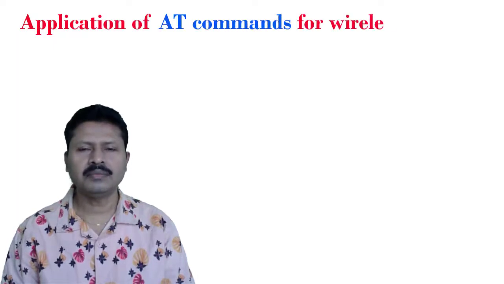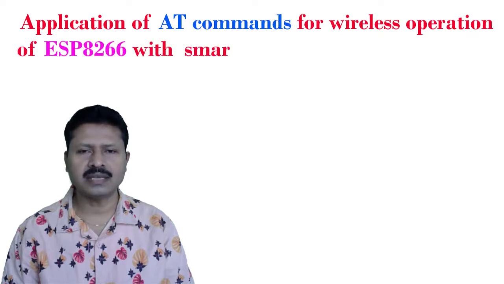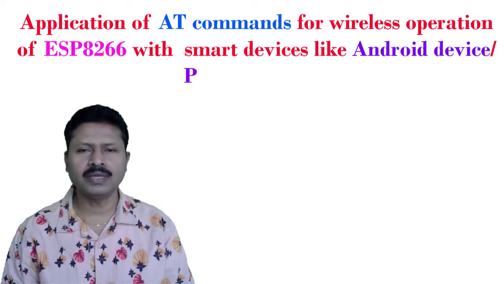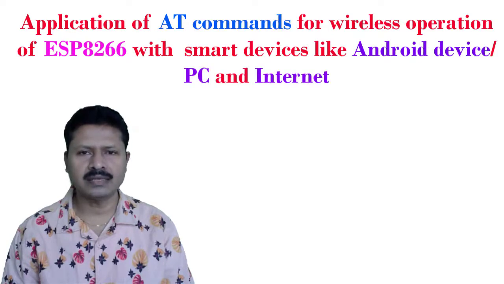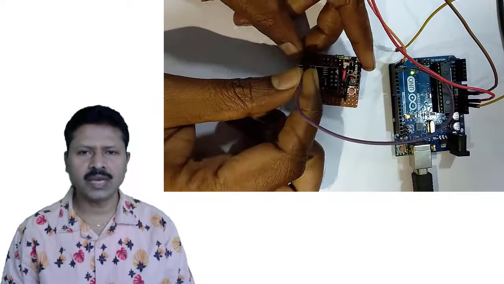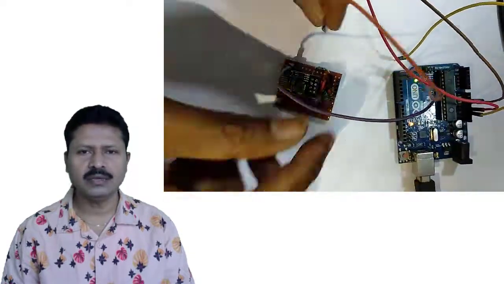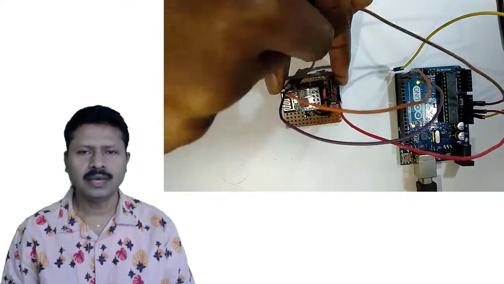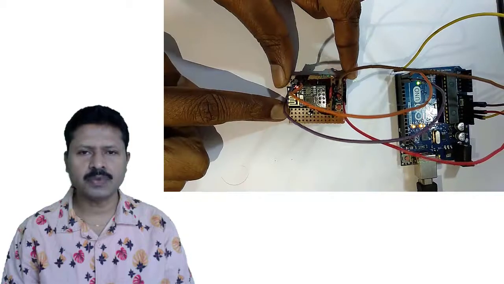In the last tutorial I discussed different AT commands related to ESP8266, and how they are used for the operation of ESP8266 in wireless communication. In the second last tutorial I discussed how to start with ESP8266, how to connect ESP8266 with our PC through an Arduino board, and how to check that ESP8266 is properly functioning.